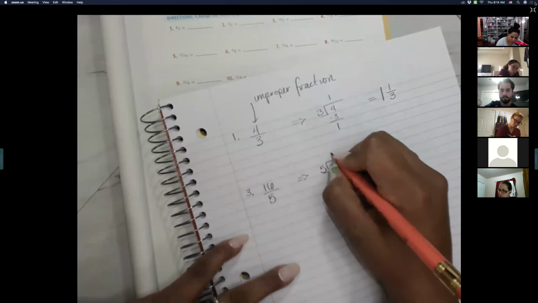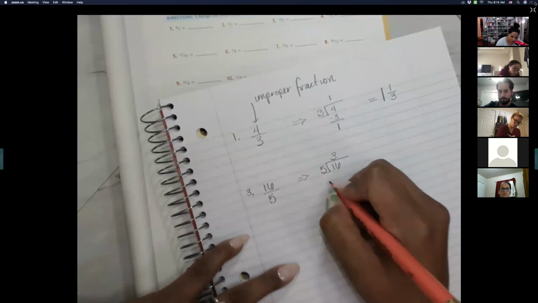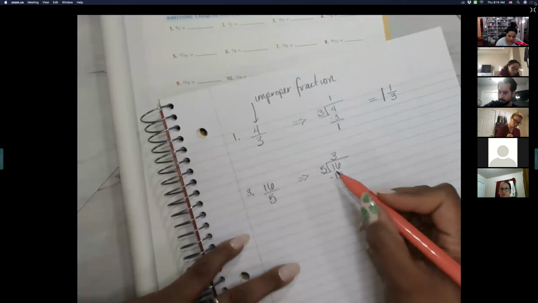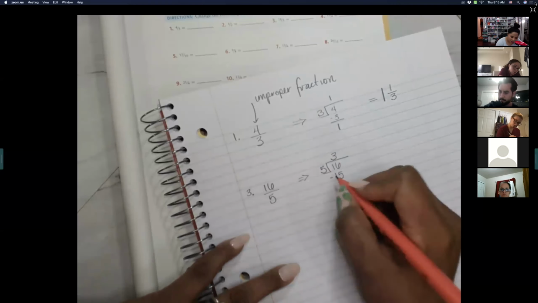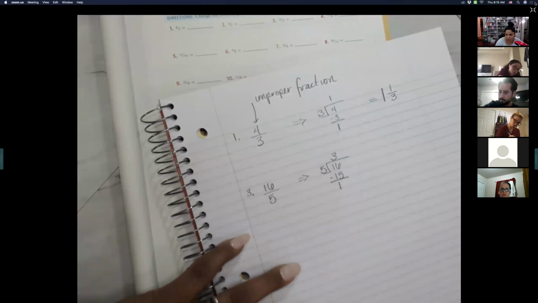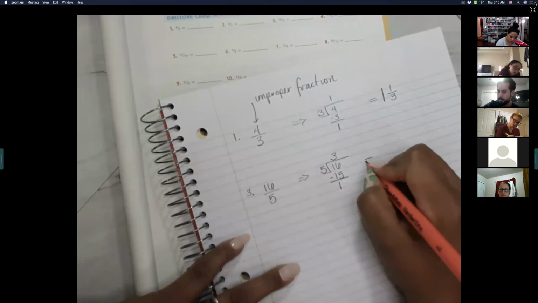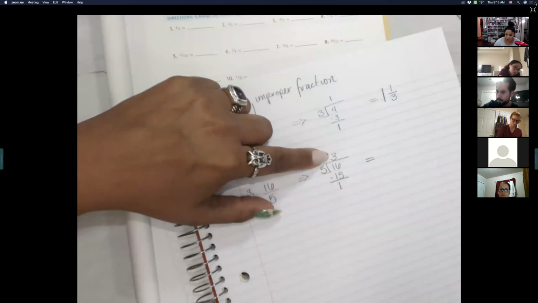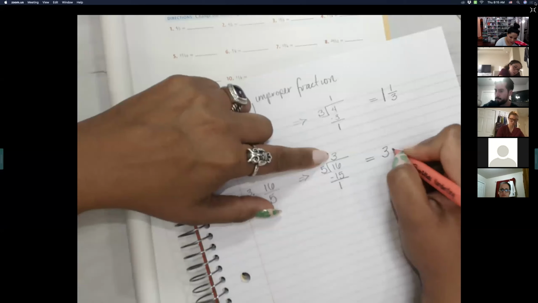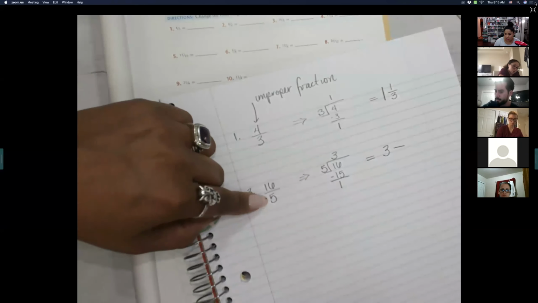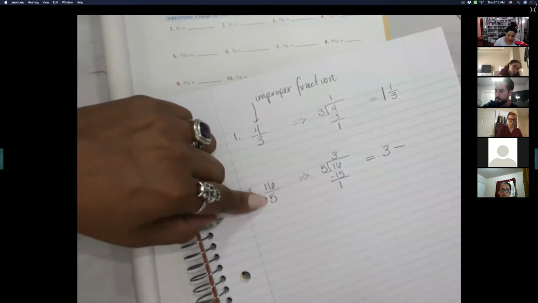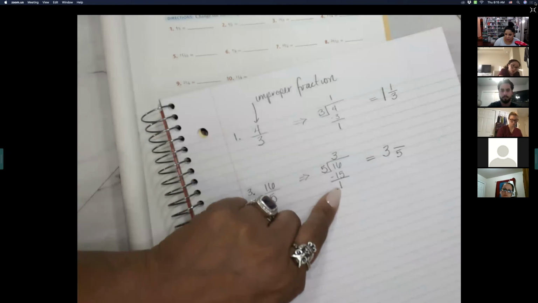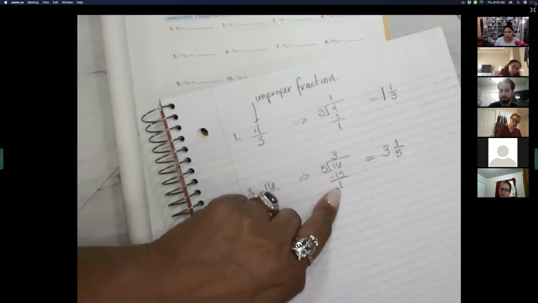5 goes into 16 3 times. We subtract 15, right? 3 times 5 is 15. And we have a remainder of 1. So our mixed fraction, again, is the whole number in front. We always keep our denominator. This guy is not changing. And our remainder goes on top of our fraction.